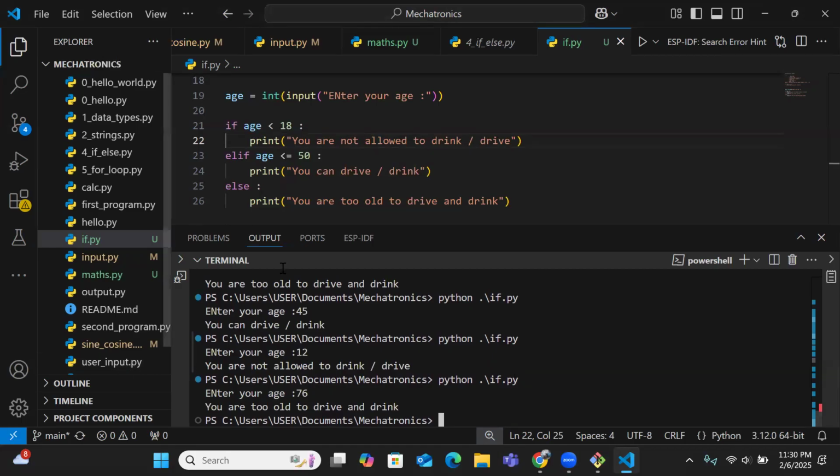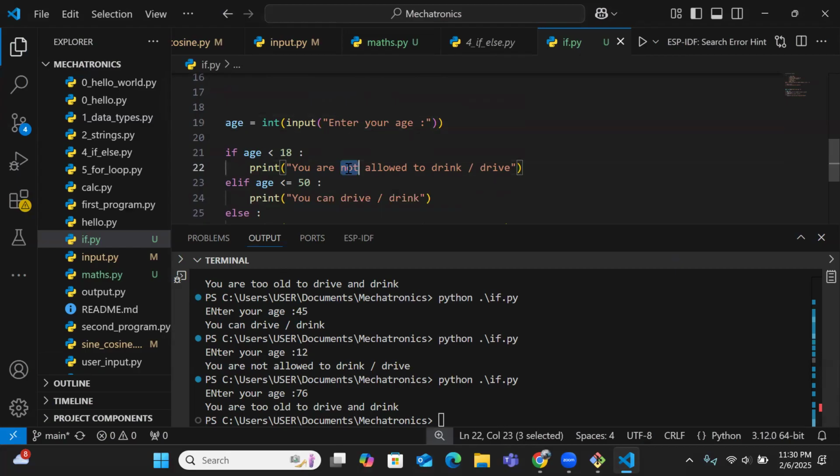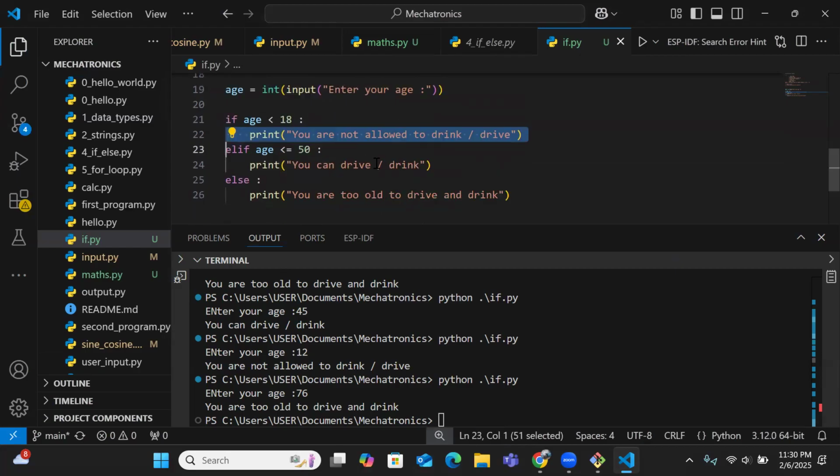This logic, you can play around with it the way you want, as long as it makes sense. Somebody who is 18 and below, you are not allowed to drink. If you are 50 and above, you are also too old to drink. But the people within that age, you can drink and drive.